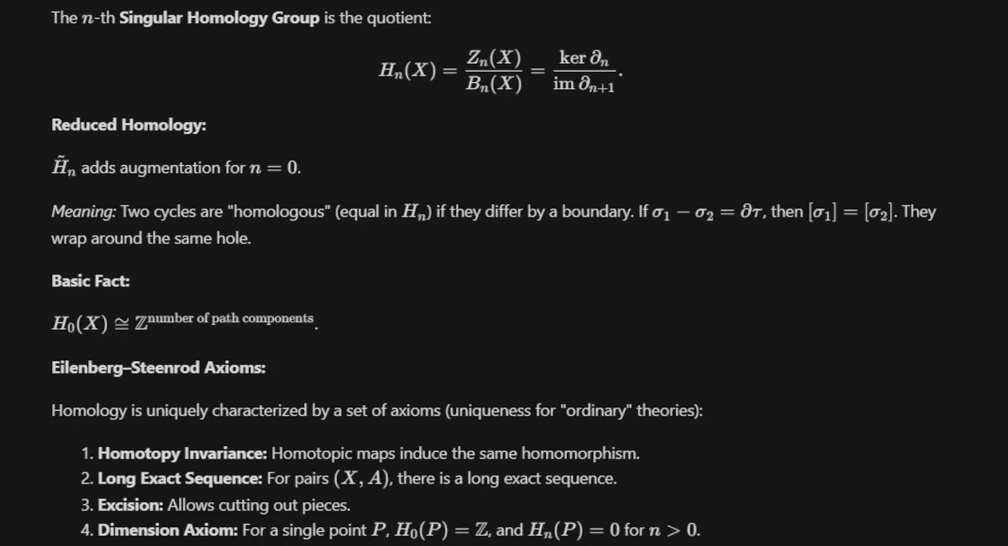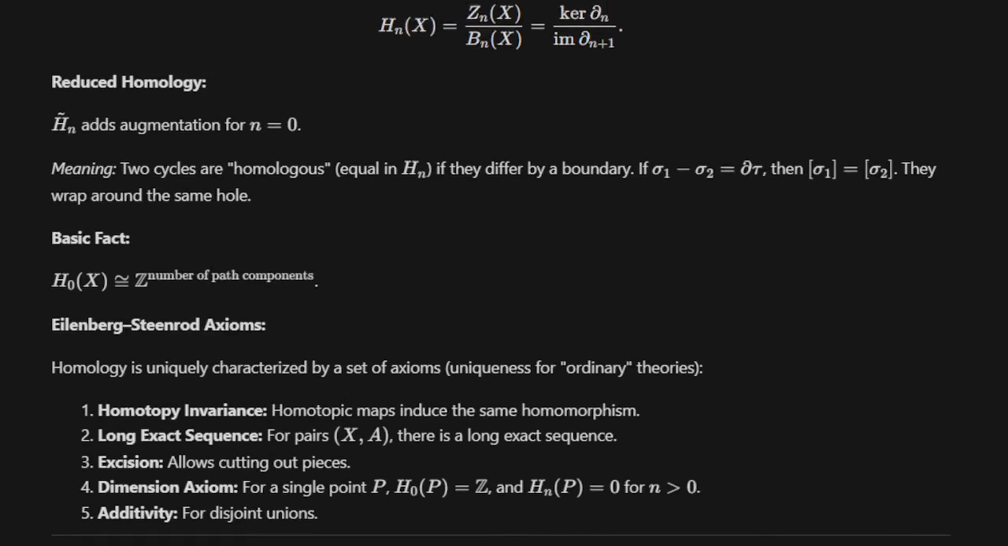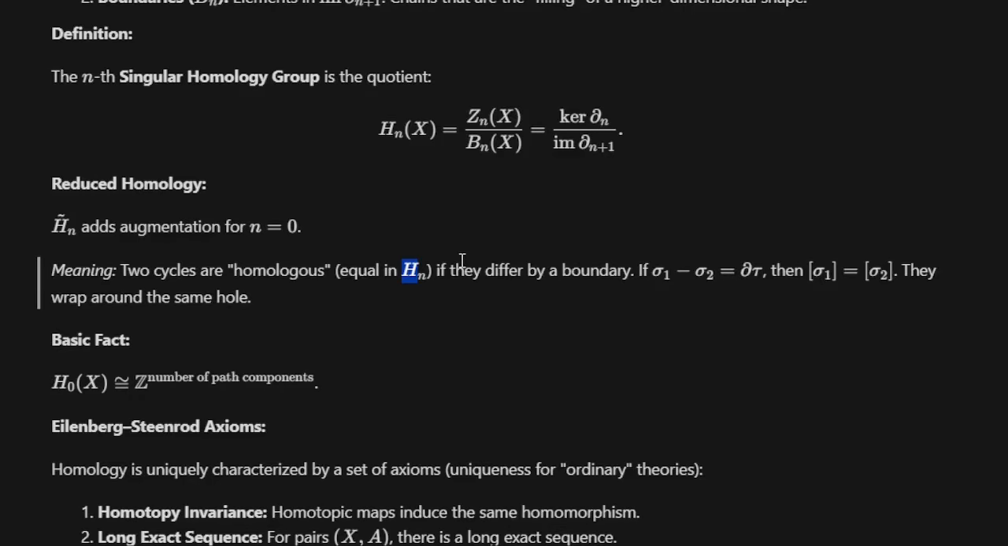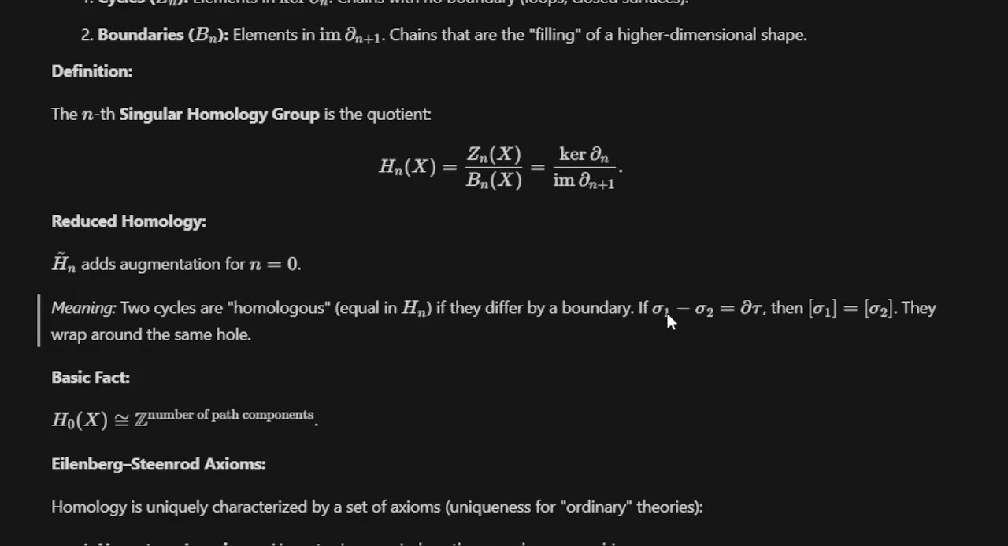So the key computations here. Let's first go through the reduced homology though. So we can add augmentation for n equals 0. That means that two cycles are homologous, I don't know how to say that honestly, but they're equal in the singular homology group, and they differ by a boundary. So again, if we did a line minus a triangle, that would be the boundary of tau. Then they should be equal to each other, and they wrap around the same hole. Okay.